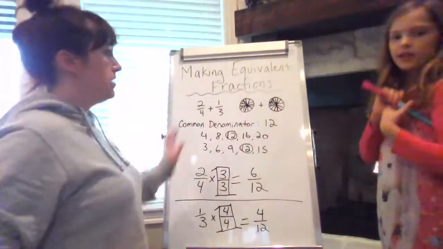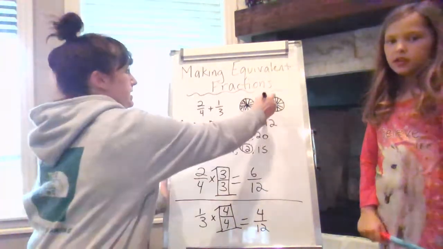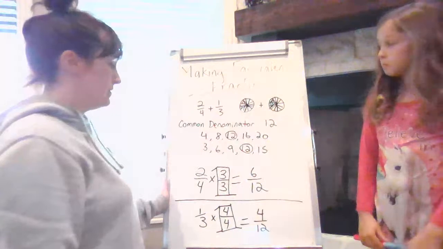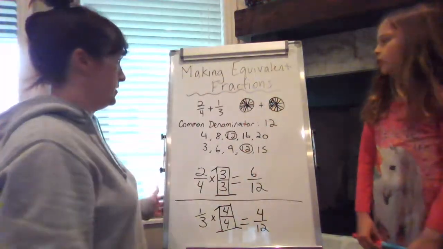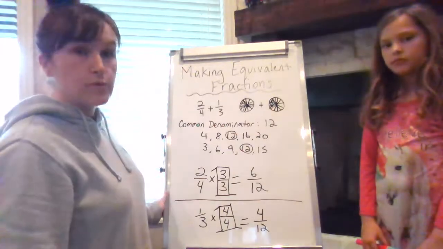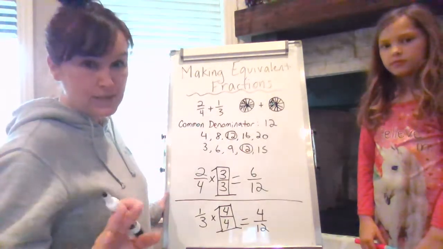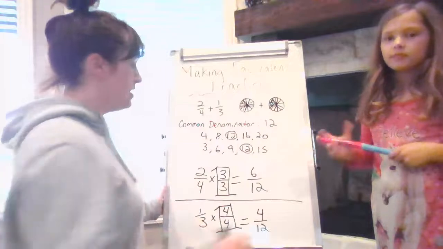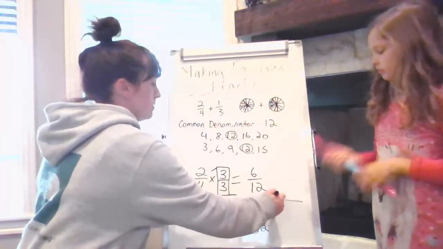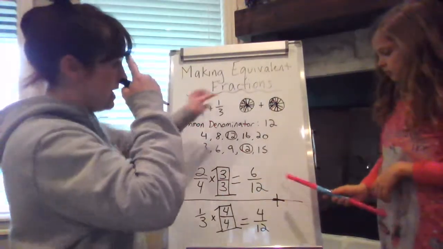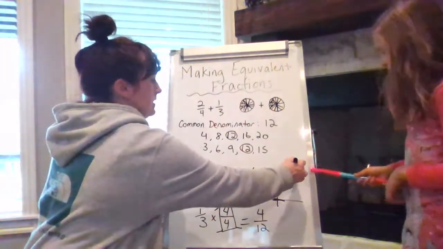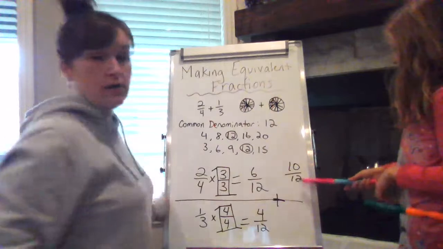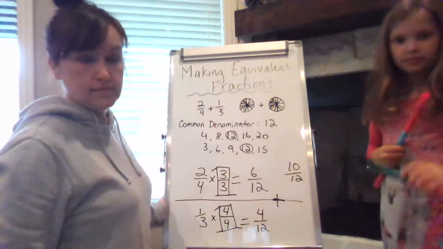So now, both of my pizzas are cut into 12 slices. This one's 4/12, this one's 6/12. So, if we add them, I'm not going to make a separate video because this is the easiest part of it all. I'm going to do 6/12 plus 4/12. And how many 12ths do I have? I have 10/12.